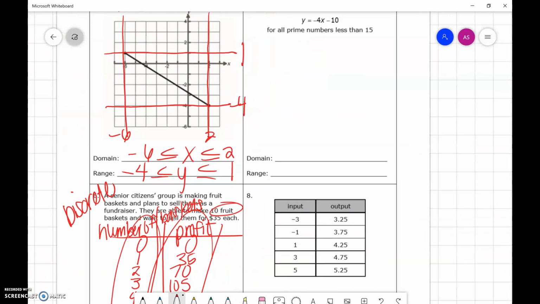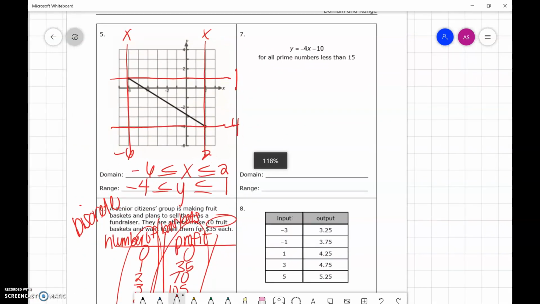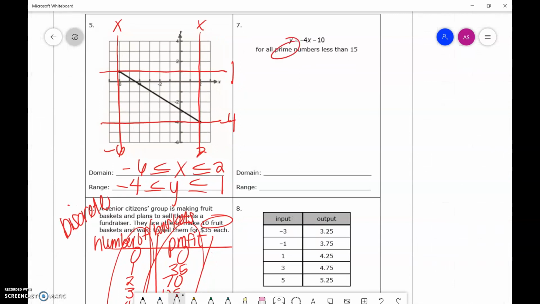Now this one here says prime numbers. Everybody was confused on prime numbers because we learned that in 8th grade. Prime numbers are numbers that are divisible by 1 and itself. So let's make a table. And I do want to make a correction: 1 is not a prime number. 1 is not prime or composite. So we're going to start with 2. We have 2, 3, 4 is not, 5, 6, 7, 8, 9, 10, 11, and 13.